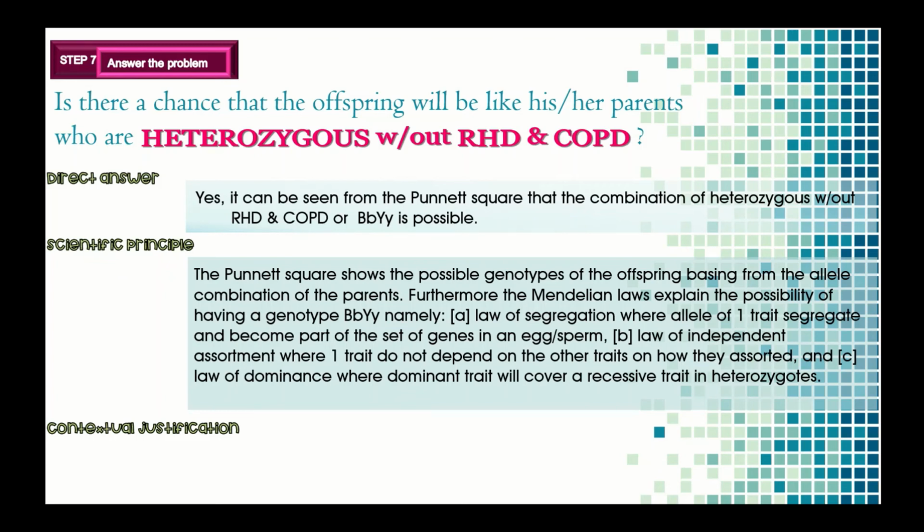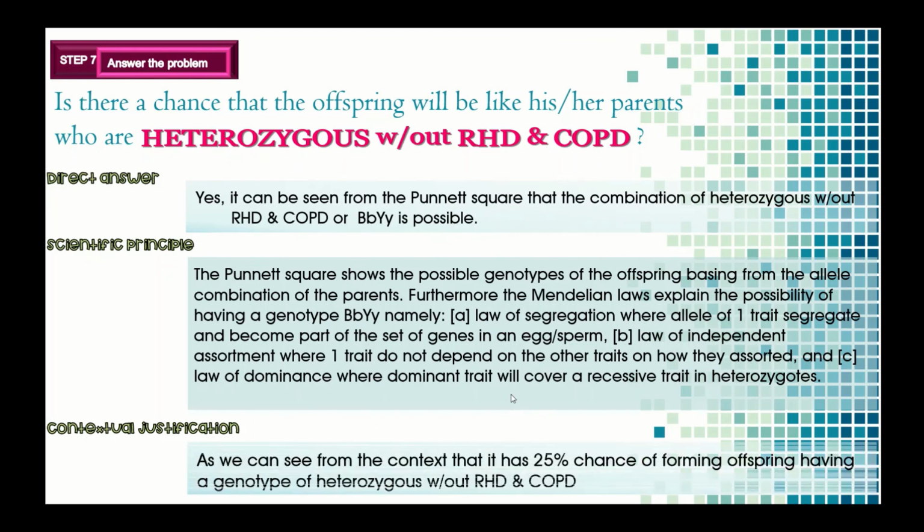Furthermore, the Mendelian laws explain the possibility of having a genotype of heterozygous without RHD and COPD, namely the law of segregation, where one allele of one trait segregates and becomes part of the set of genes in an egg or sperm. Law of independent assortment, where one trait does not depend on other traits on how they are assorted. And last, the law of dominance, where a dominant trait will cover a recessive trait in heterozygotes.